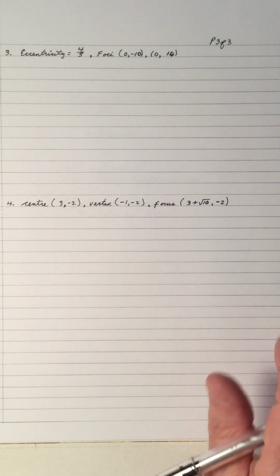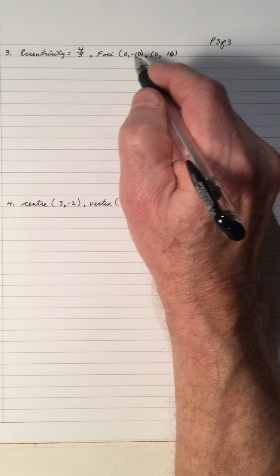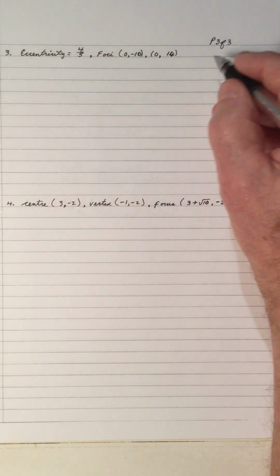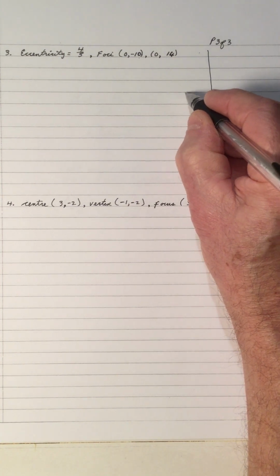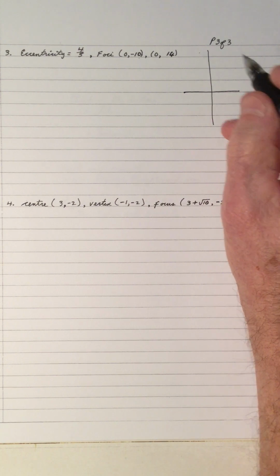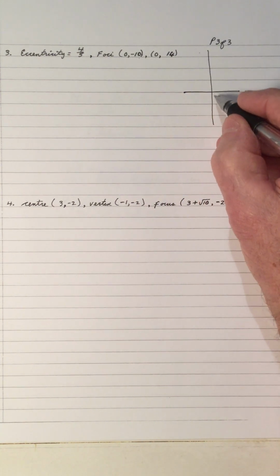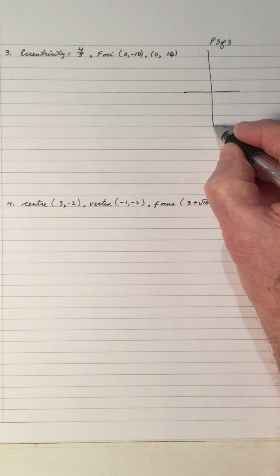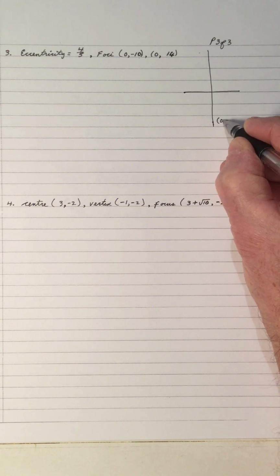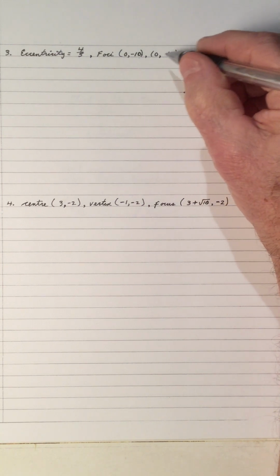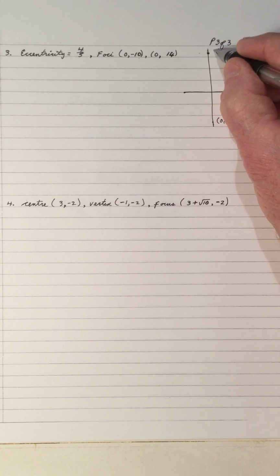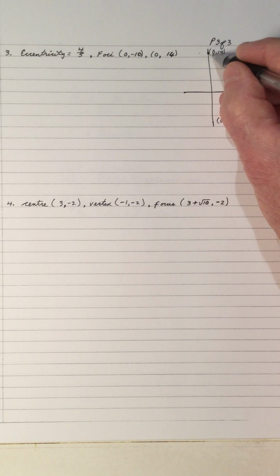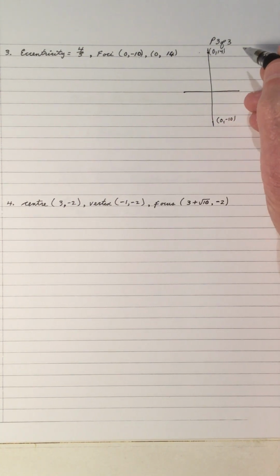Okay, let's do a couple more. Number 3: the eccentricity is 4/5, and the foci lie at 0, negative 10, and 0, 14. Again, draw a picture. It's always good to draw a picture of what's happening. The foci are at 0, negative 10 here, and the other foci is at 0, 14. Let's pretend it's up here. I'm not worried about the exact location, just approximations.